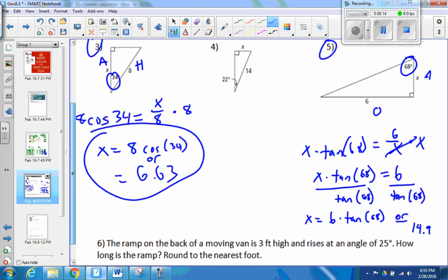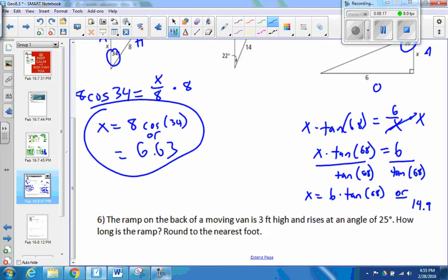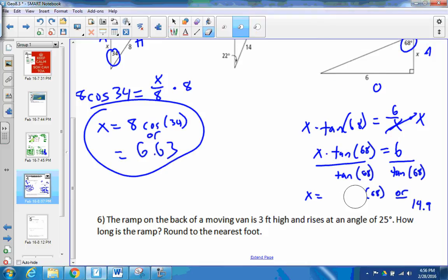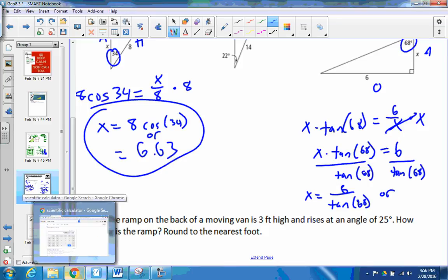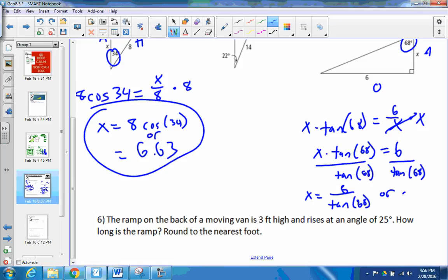So let's look at that. That doesn't quite seem right to me. So let's backtrack here. Oh wow, big mistake. Hopefully you caught it. I wrote this as 6 times tangent of 68. It's supposed to be 6 divided by the tangent of 68. Alright, I'm just going to do it on my calculator right now. 6 divided by the tangent of 68, I get 2.4. That seems more accurate to me if I look at the picture. So always check to see how you're doing there.